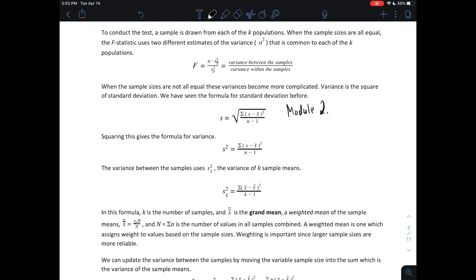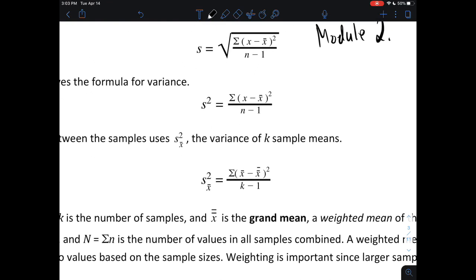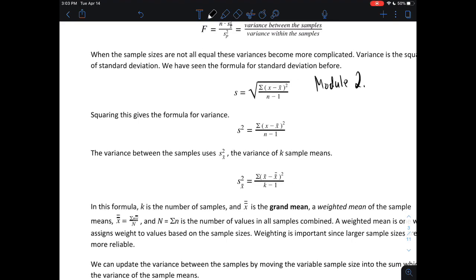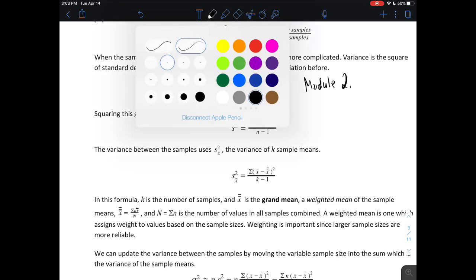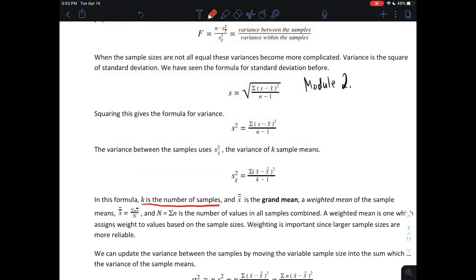The variance between the samples uses S sub x bar squared, the variance of K sample means. And that formula, written just below, says S sub x bar squared is equal to the sum of the quantity x bar minus x double bar squared divided by K minus 1. So that's a new symbol, x double bar. And you can see right below, in this formula, K is the number of samples, and x double bar is the grand mean, which means a weighted mean of the sample means.